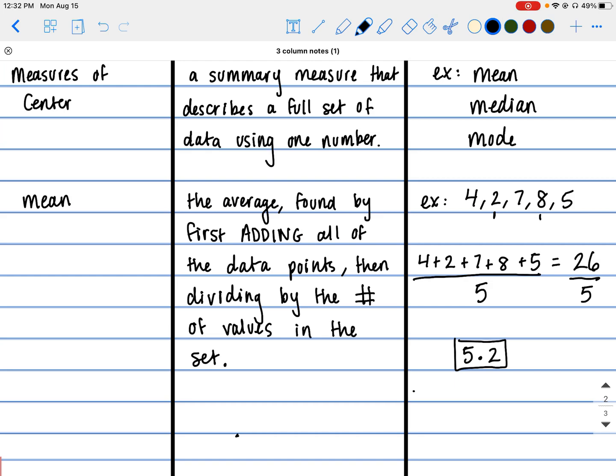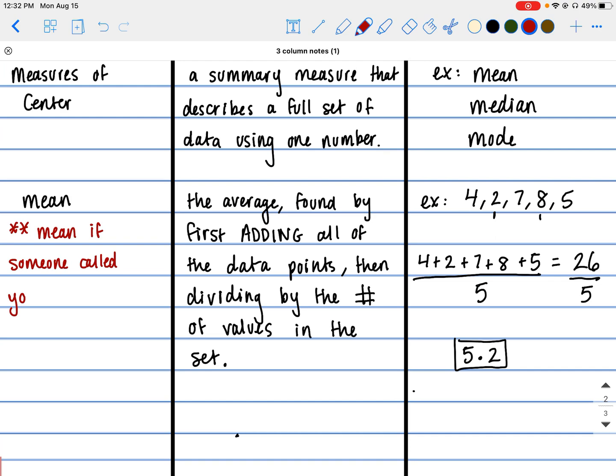Okay? All right, we'll do a lot of examples in class, but here's a little intro with an example to mean. And remember, mean is the average. A way I remember that is I say it would be mean if someone called you average.